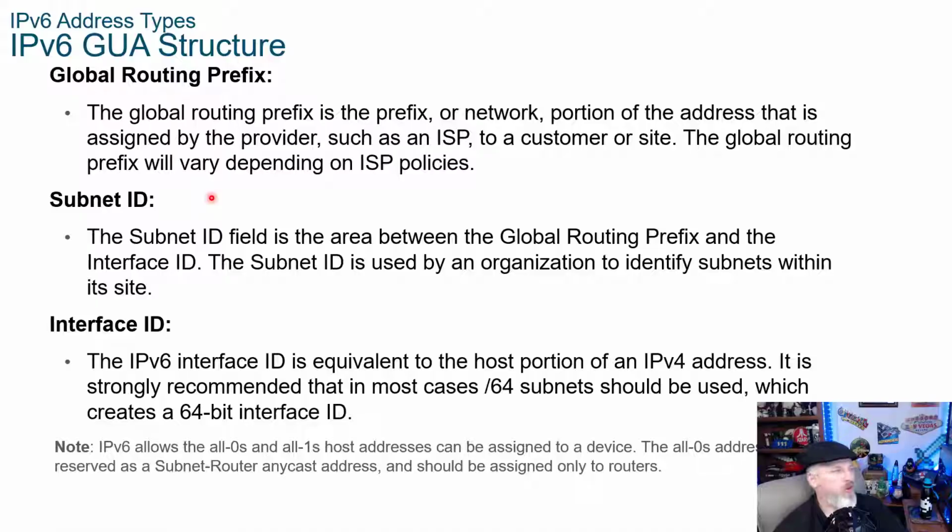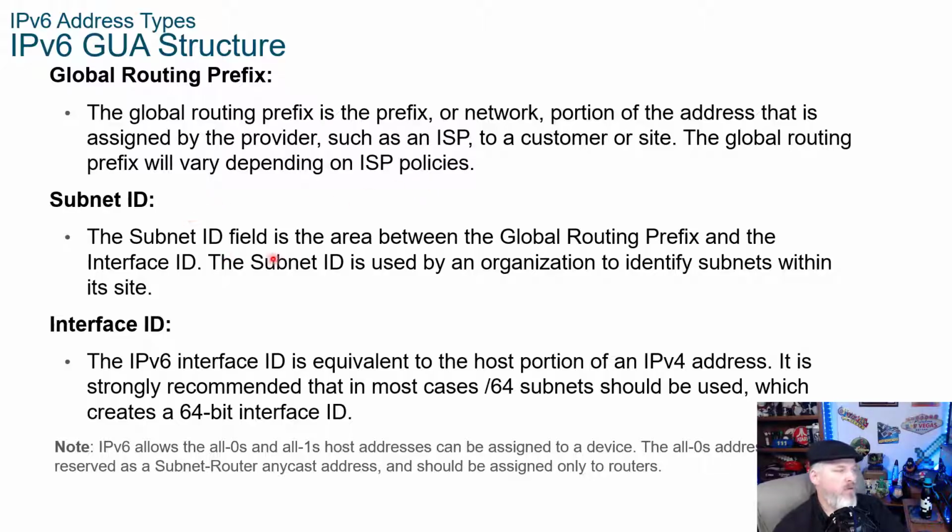The GUA structure: global routing prefix. The global routing prefix is the prefix or network portion of the address that is assigned by the provider, such as your ISP, to a customer or to a site. The global routing prefix will vary depending on ISP policies, so they may break it up a little bit when the ISP gets their block of the v6 address space. It's up to them, and then they'll pass it out to their customers.